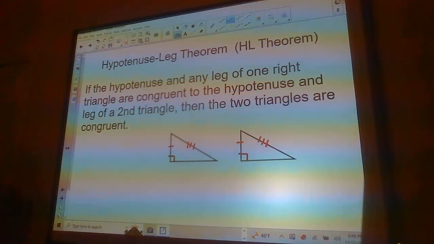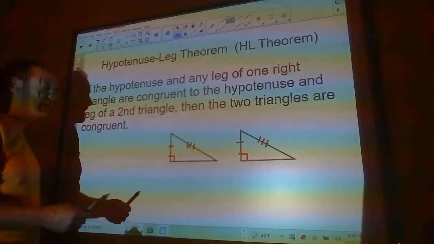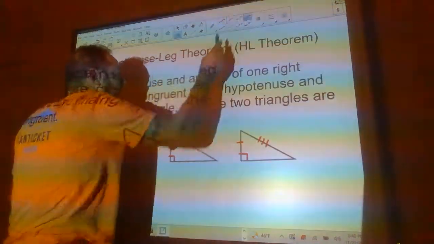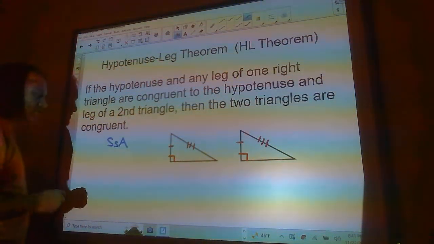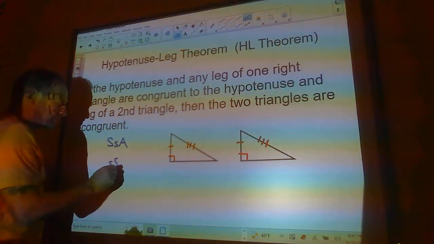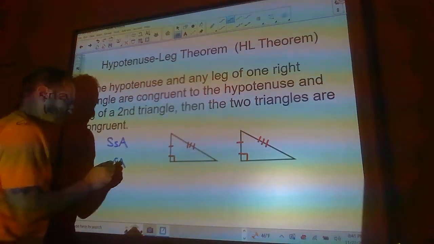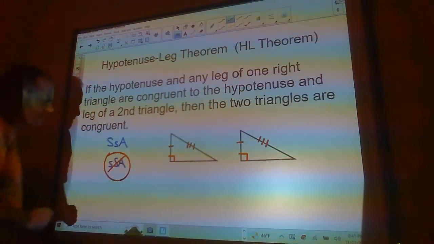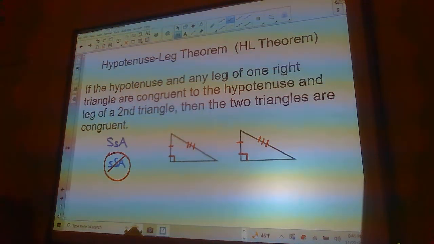This is one case where it's side-side-angle and it works. Remember we talked about you could have the big side, then the little side, then the angle. That works, but the little side, then the big side, then the angle does not work. So this is no good right here, but that one is, because this is big side, little side, angle. There you go. Hypotenuse leg.